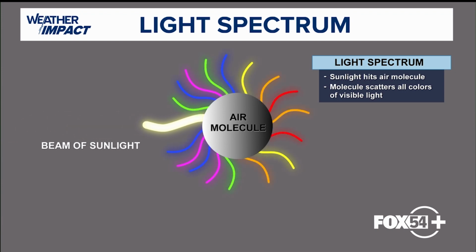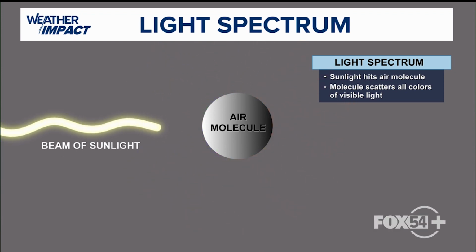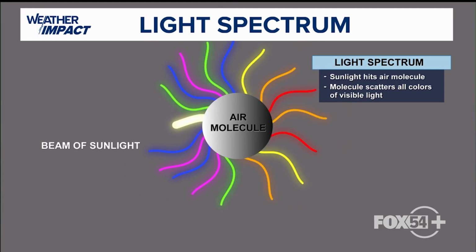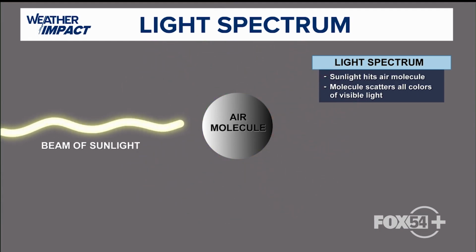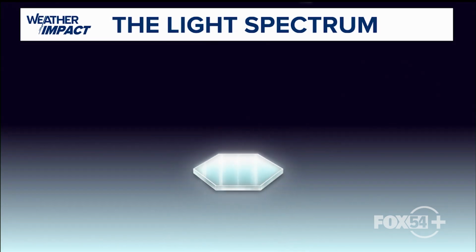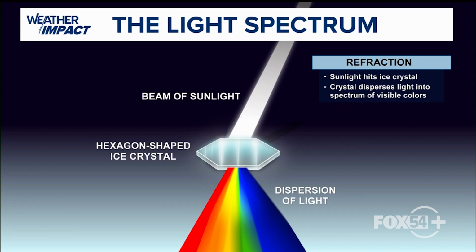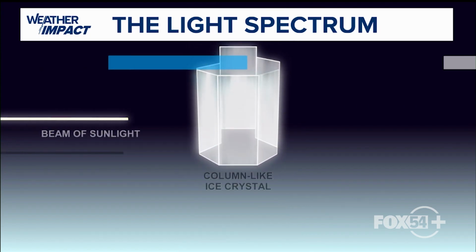So here you can see a beam of sunlight that is reaching an air molecule. The sunlight is going to hit the air molecule, and the molecule will scatter all the different colors of visible light. So here you can see we've got a beam of sunlight that is hitting a hexagon-shaped ice crystal, and that's going to cause a dispersion of light. That's how we see the different visible colors along the spectrum.